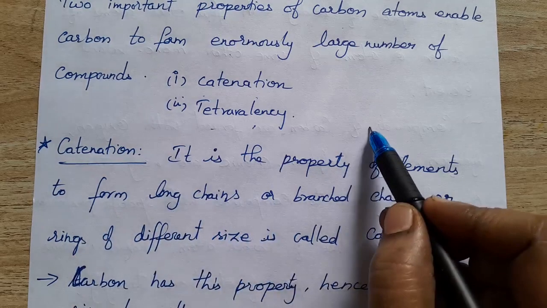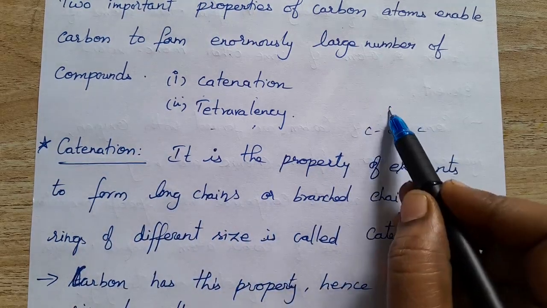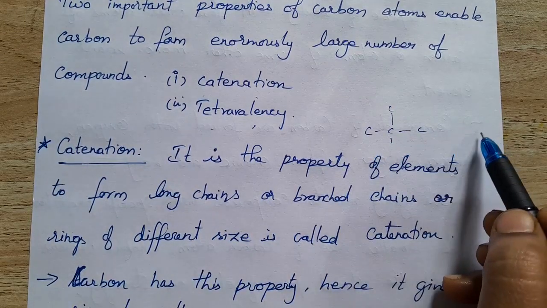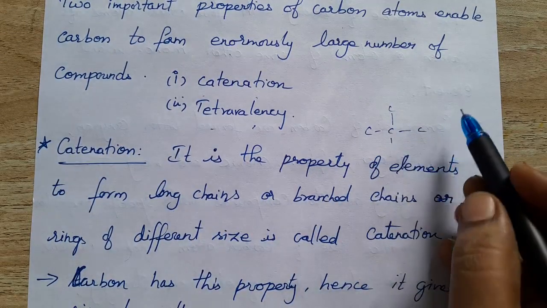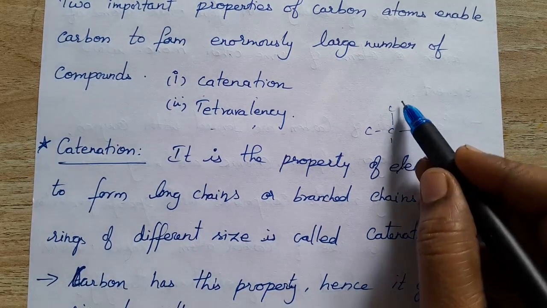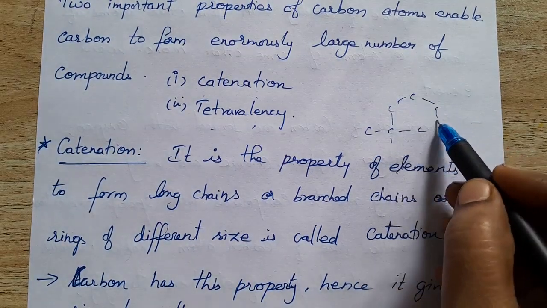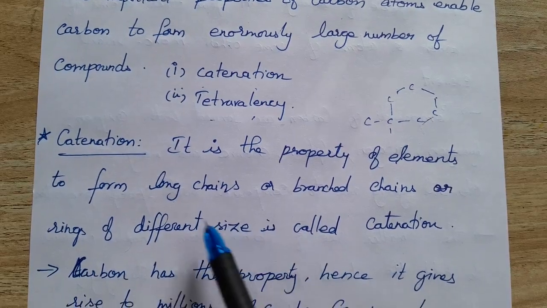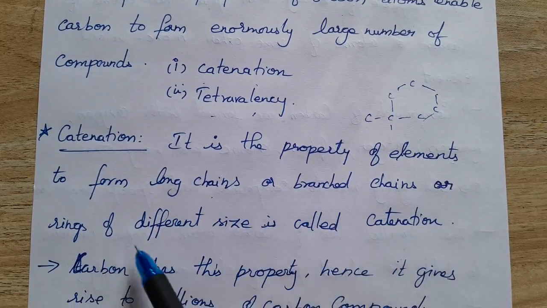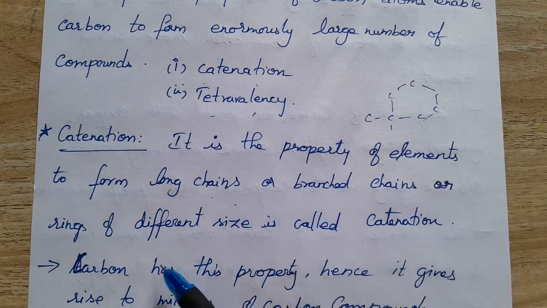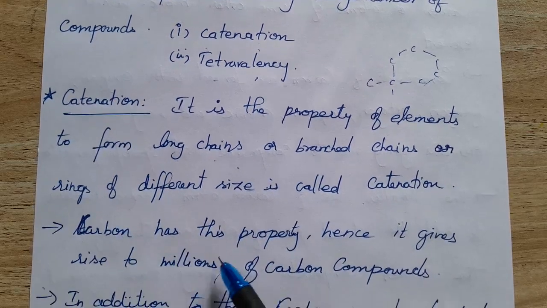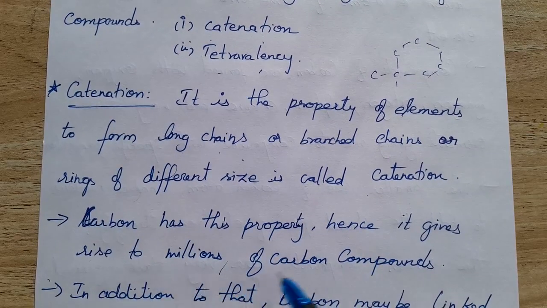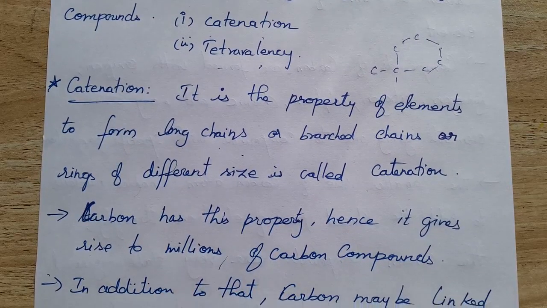It forms like this: carbon to carbon to carbon. It forms a long chain, or branched chain, or ring-like structure of different sizes. This is called catenation. Carbon possesses this catenation property. It is able to form long chains, branched chains, or rings of different sizes. Carbon has this property, hence it gives rise to millions of carbon compounds.